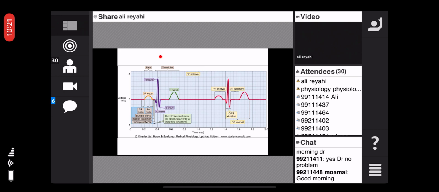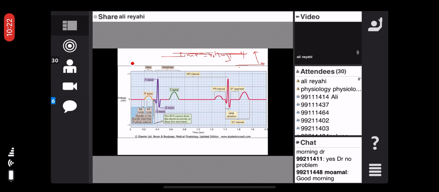ECG is a time voltage signal. Indeed, in ECG we have two entities. We have time, T, in the horizontal line, and we have changes in the voltage in the vertical axis.